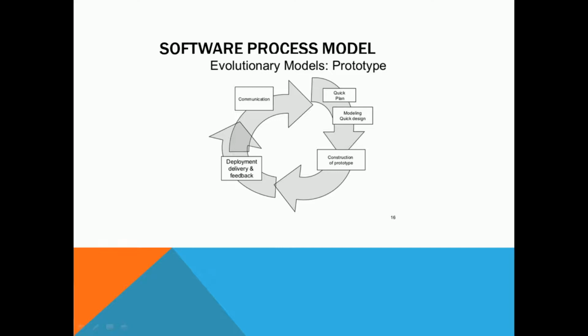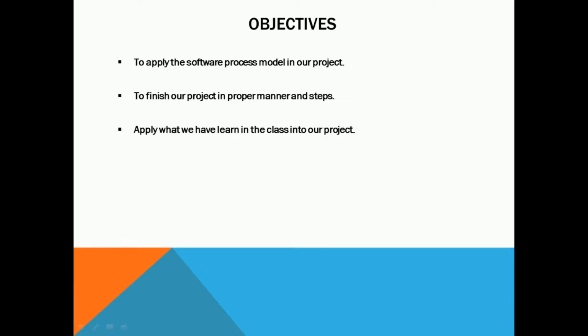Next we go to the objectives of our project. The first objective is to apply the software process model in our project. Second one is to finish our project in proper manner and steps. And the third one is to apply what we have learned in the class into our project.